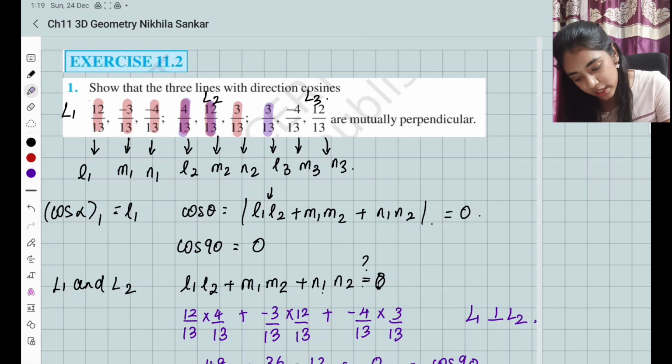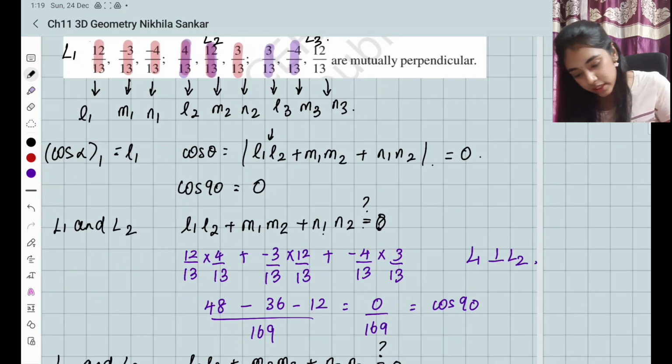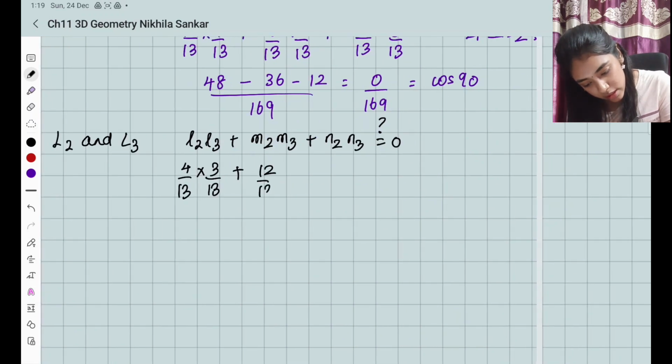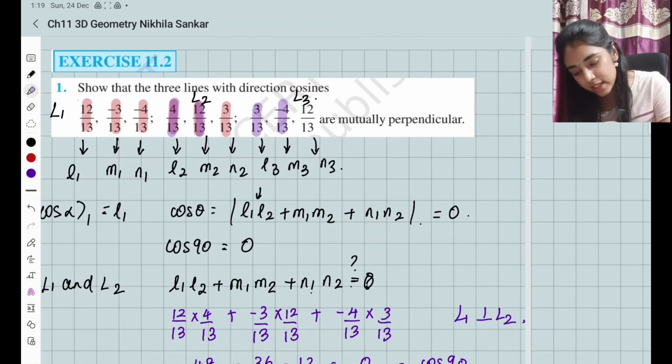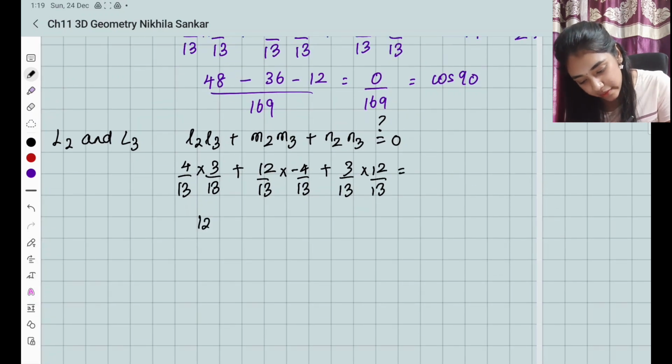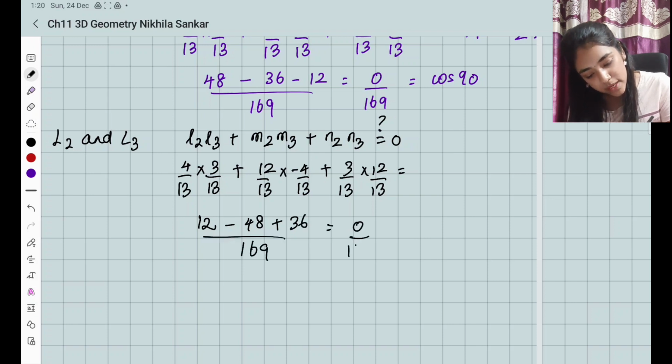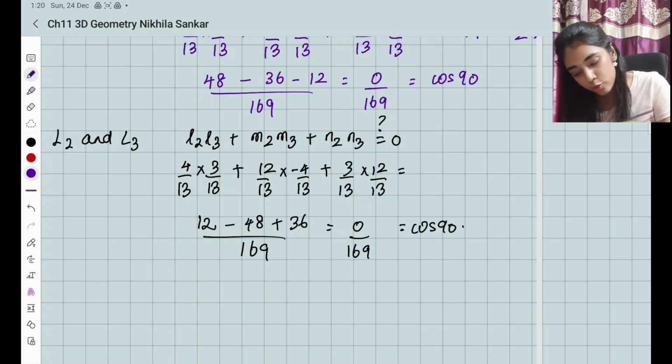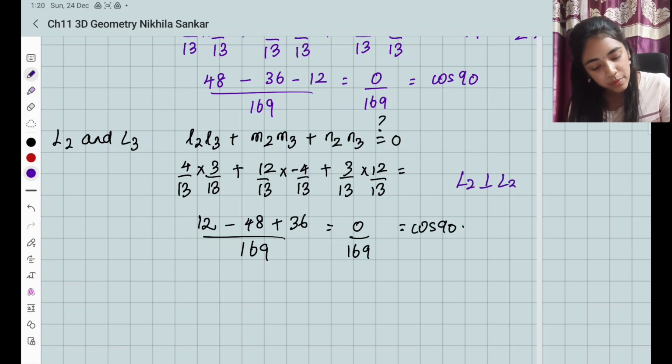So what is M2 M3? 12 by 13, minus 4 by 13. So 12 by 13 into minus 4 divided by 13 plus N2 N3. What is N2 N3? 3 by 13, 12 by 13. So 3 by 13 into 12 divided by 13. When I simplify, I have 12 minus 48 plus 36 divided by 169. This is again going to be 0 divided by 169, which is cos 90. So what have we proved here? We proved that L2 is perpendicular to L3.